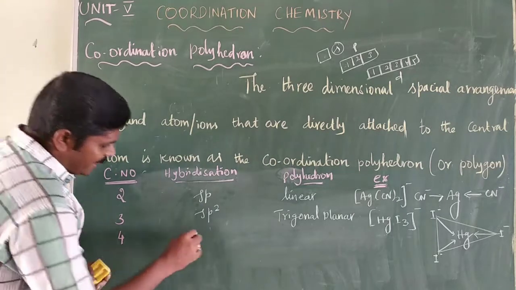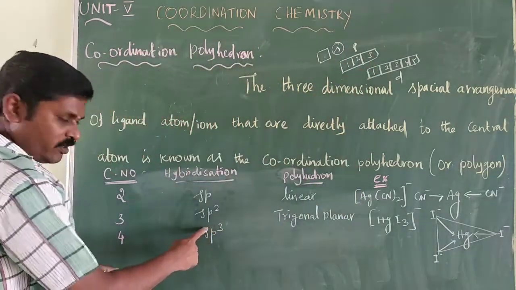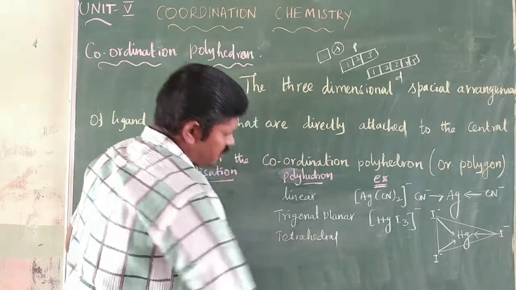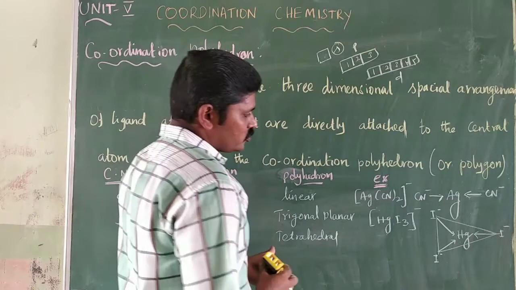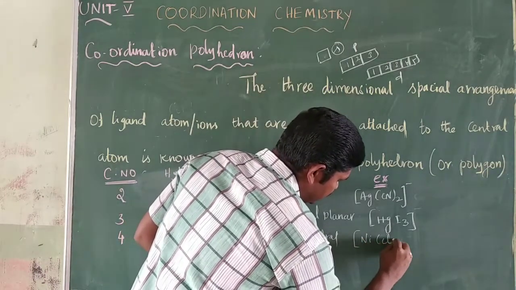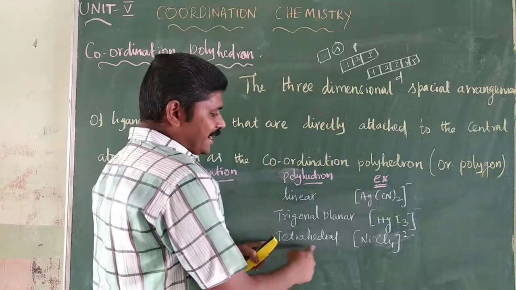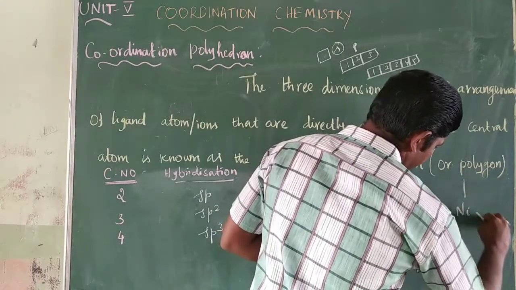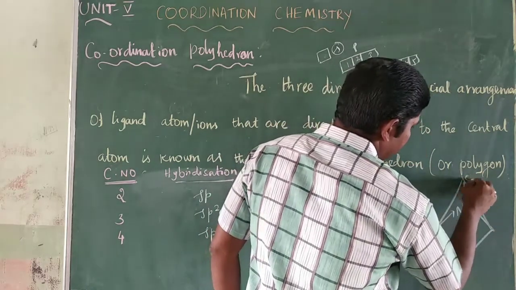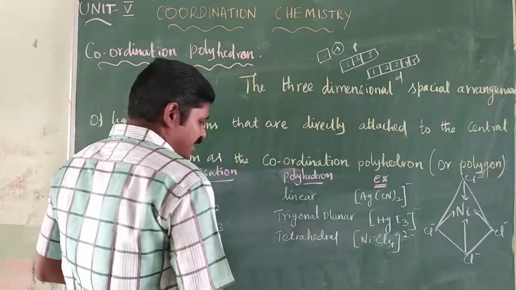Next, the coordination number 4. The hybridization is sp3, 3 plus 1, 4. The polyhedron is tetrahedral in shape. Example: NiCl4 2-, a tetrahedral shape with nickel as the center. Cl minus is a weak field ligand, giving sp3 hybridization and tetrahedral geometry.